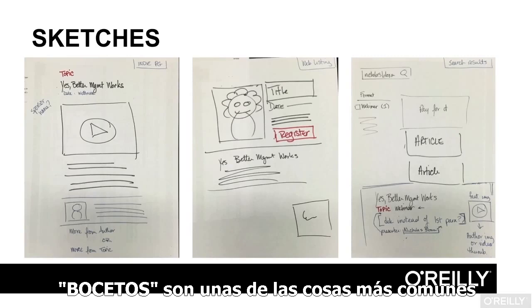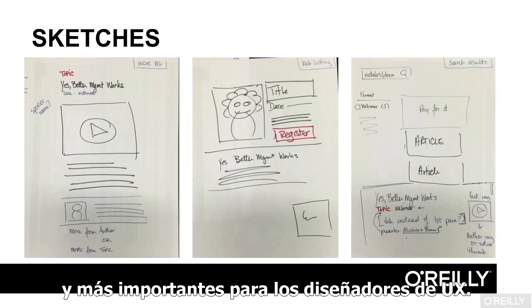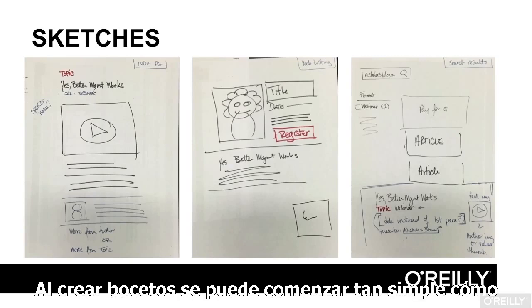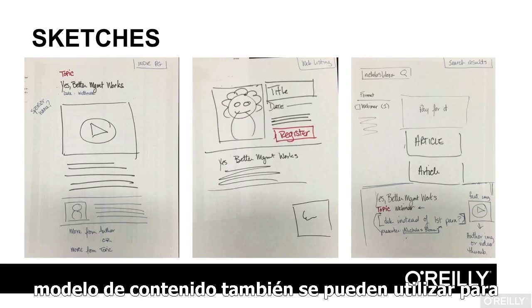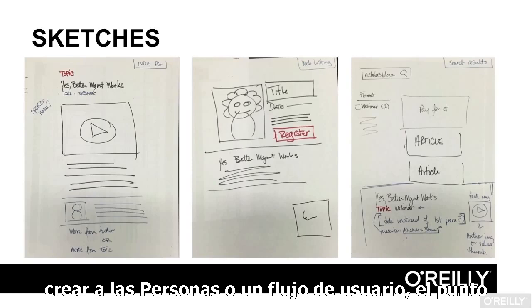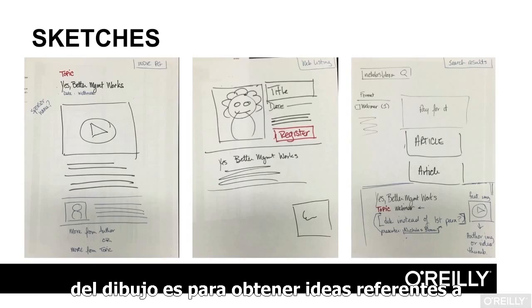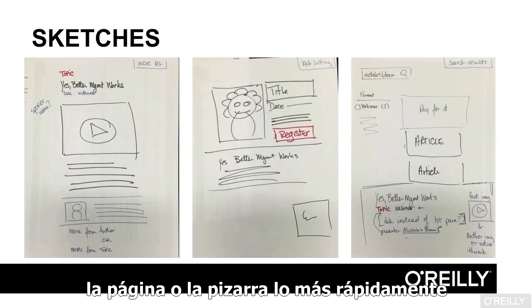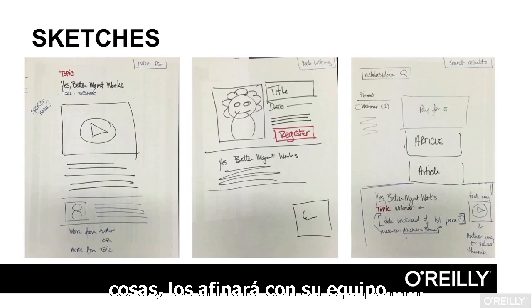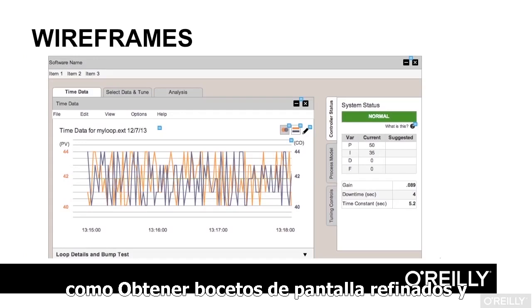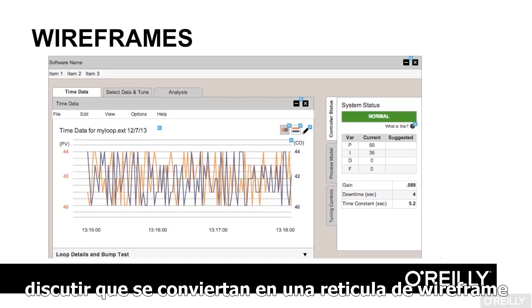Sketches are one of the most common and most important things that UX designers create. Sketches can start as simple representations of a wireframe or a content model. They can also be used to create personas or user flows. The point of sketching is to get ideas out onto the page or the whiteboard as quickly as possible and to be able to use them to discuss things and refine them with your team prior to creating higher fidelity deliverables. As screen sketches get refined and discussed, they turn into wireframes.